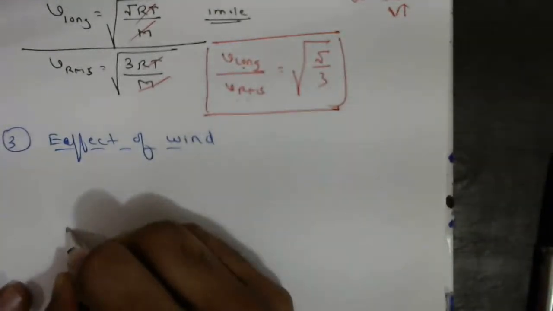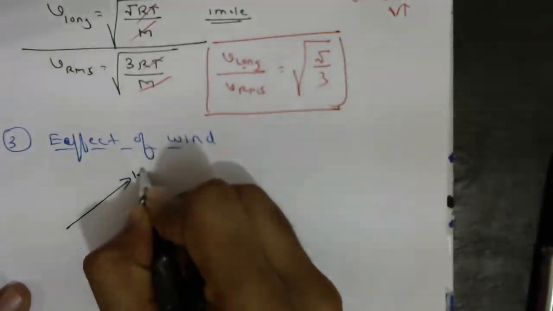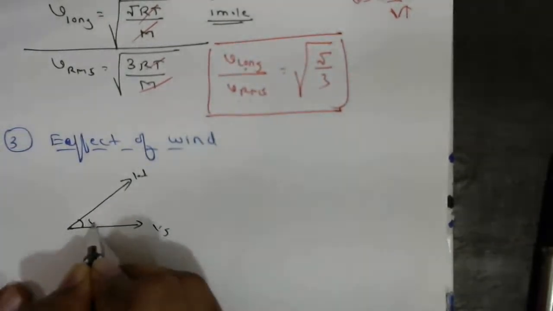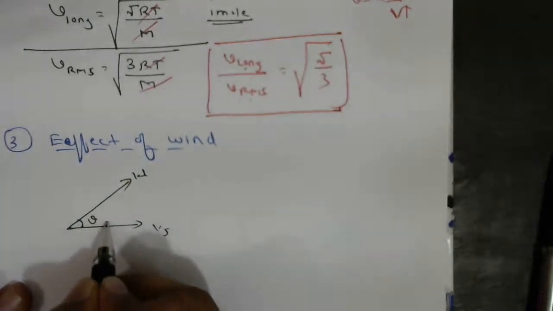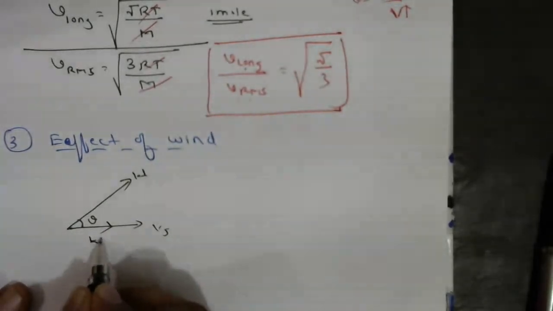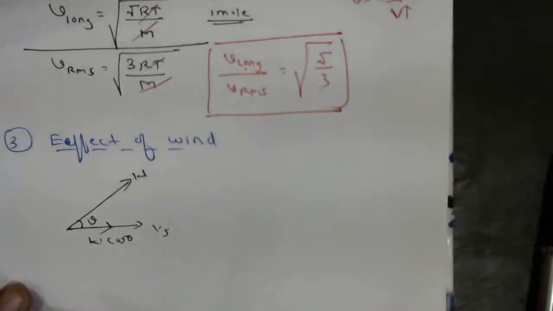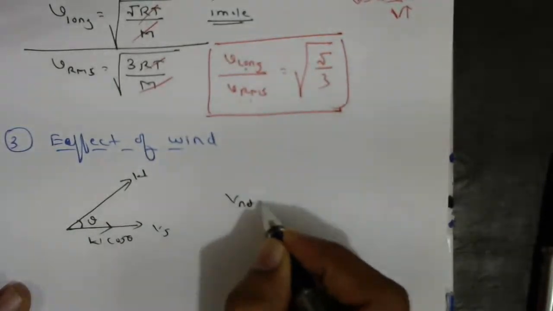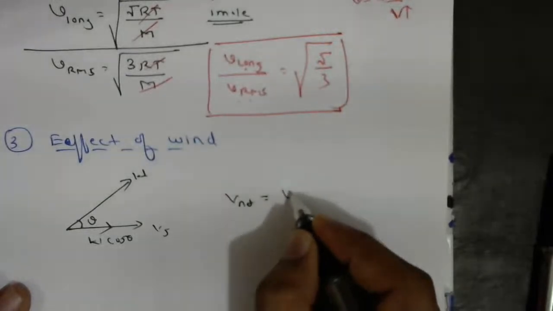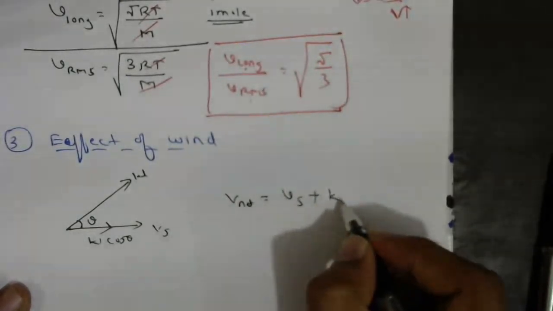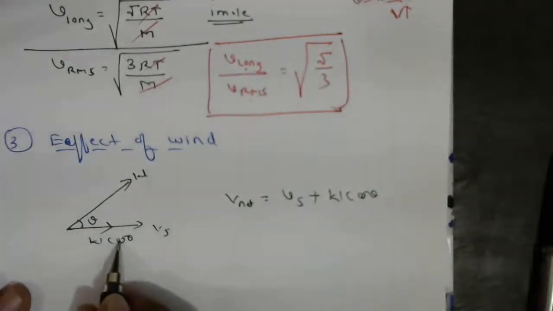Next, what is the effect of wind on speed of sound? If wind is blowing in this way, and velocity of sound in this direction makes angle theta, we have to resolve this wind velocity; we can write W cos theta. Therefore, net velocity of sound can be written as Vs plus W cos theta. It will add up.